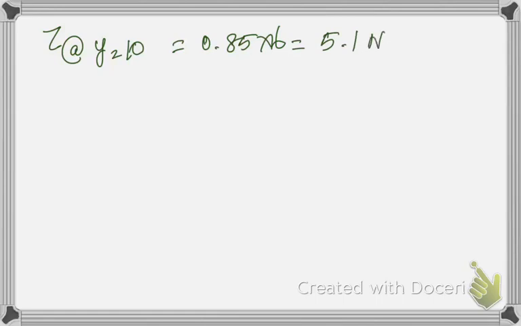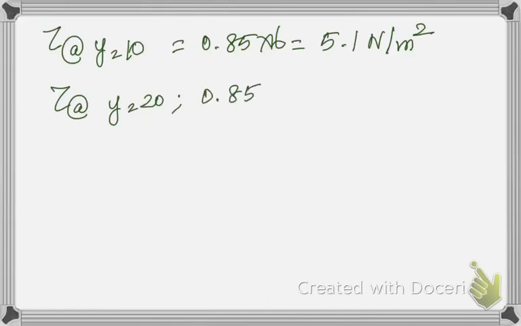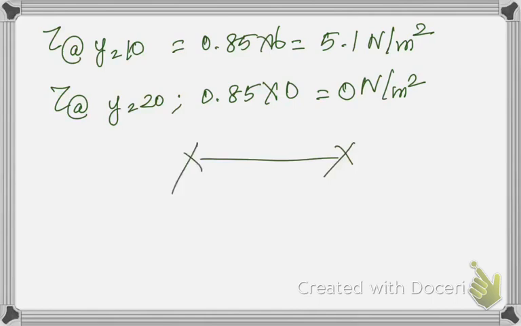Next, tau at y is equal to 10, which is equal to 0.85 into 6, which is equal to 5.1 Newton per meter square. Then tau at y is equal to 20, 0.85 into 0, which is 0 Newton per meter square. So with this I am ending up the problems on viscosity.